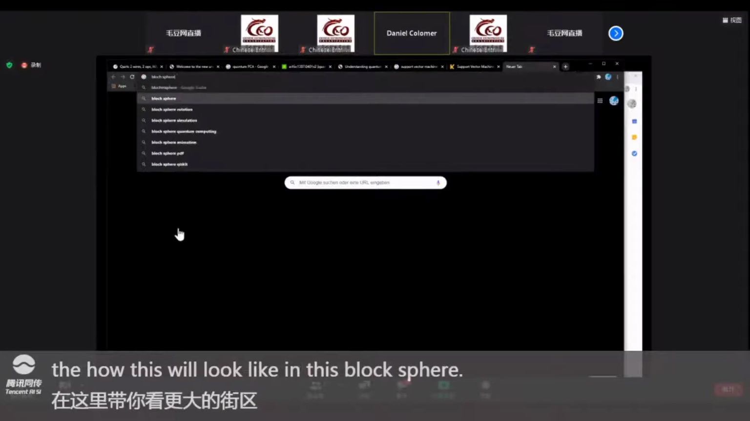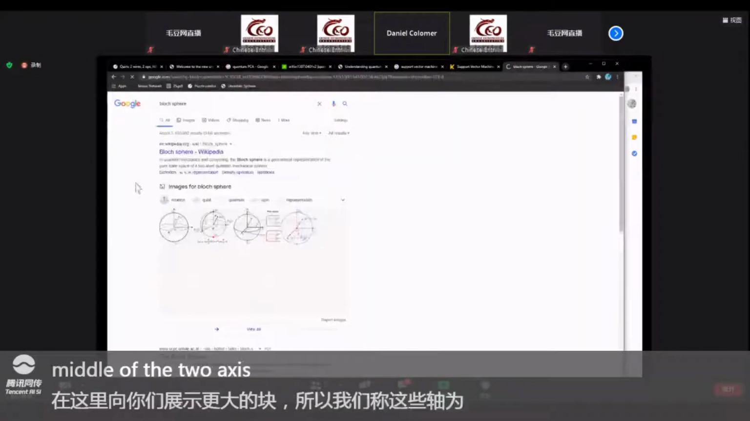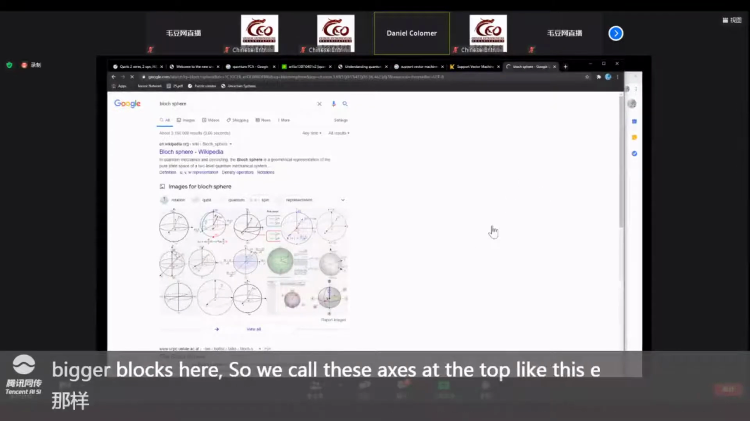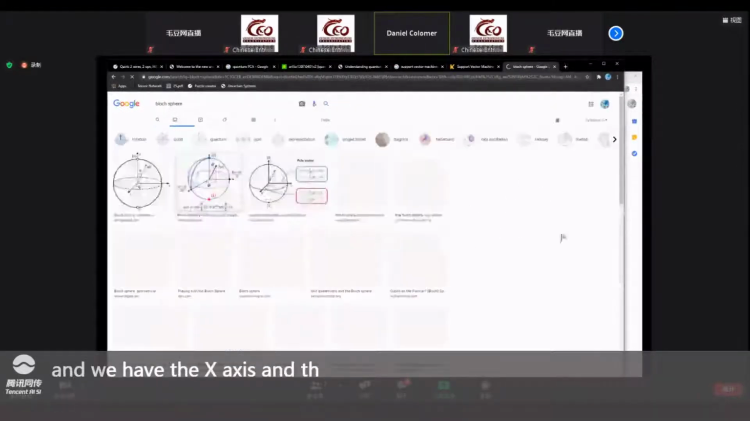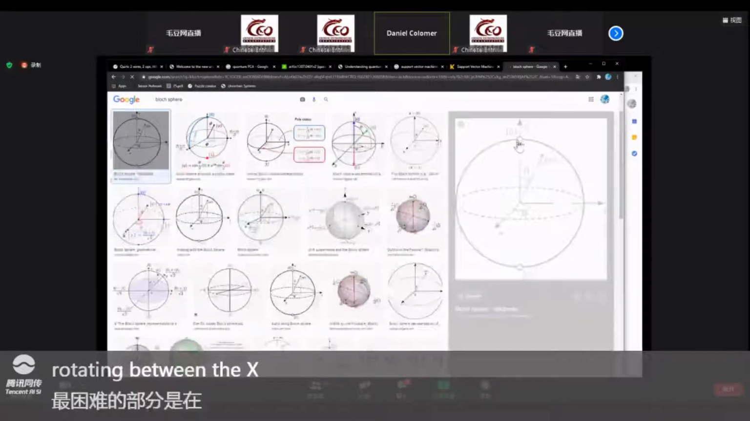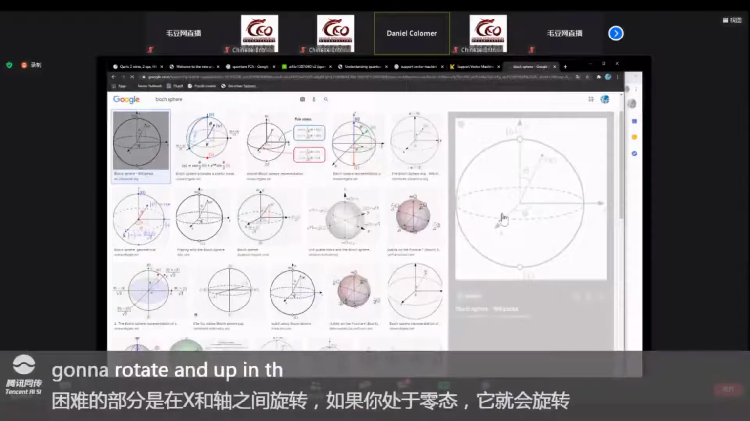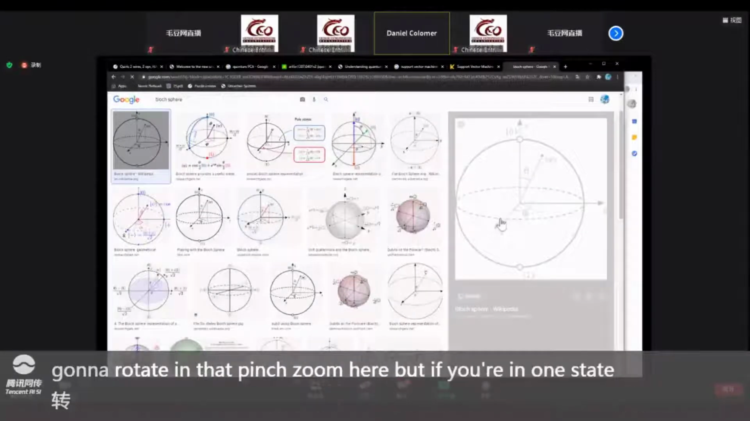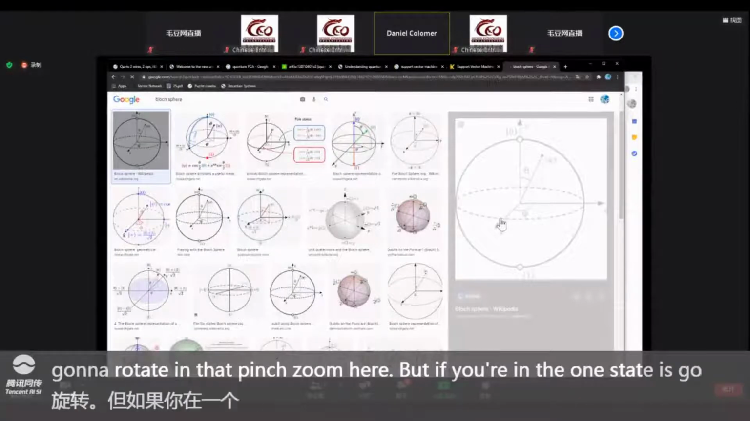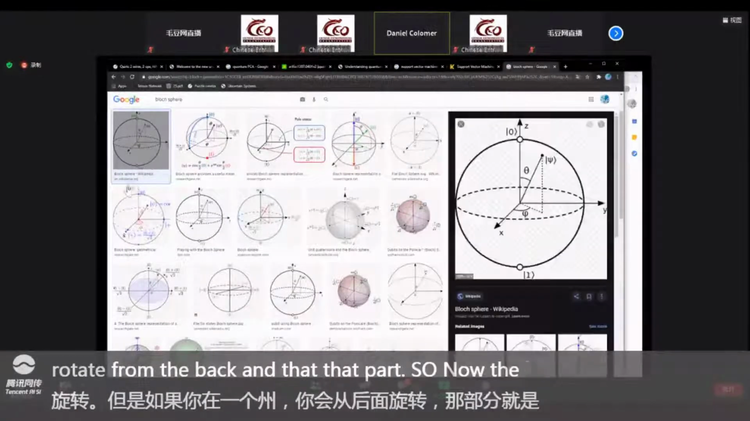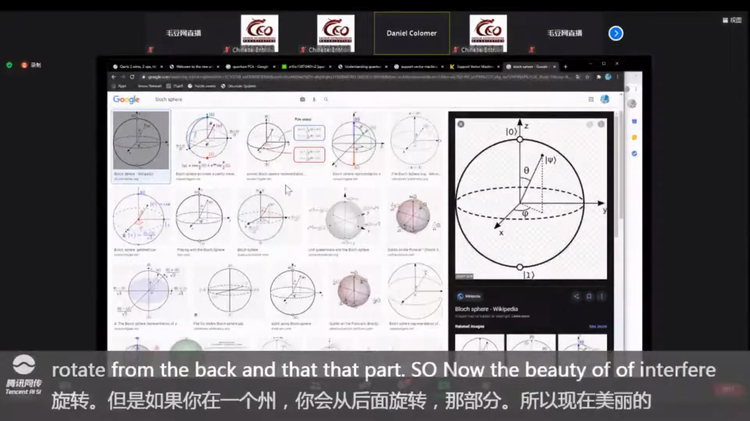We call the axis at the top the z-axis, and then we have the x-axis and the y-axis. And what the Hadamard is doing is just rotating in between the x and the z-axis, in a way that if you're at the 0 state, it's going to rotate and end up in this state in here. But if you're in the 1 state, it's going to rotate from the back and end up in that part up here. So now the beauty of interference is that you can manipulate these phases independently, right?